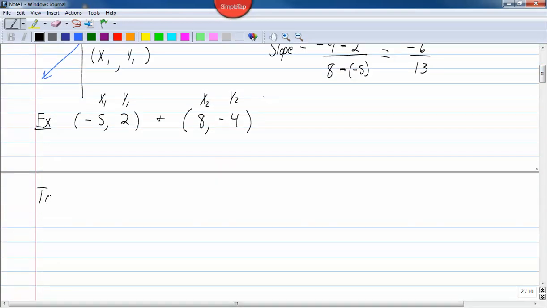Why don't you try this one? Here's your 2 points on your line. Negative 3, 4, and 2, negative 2. Find the slope.